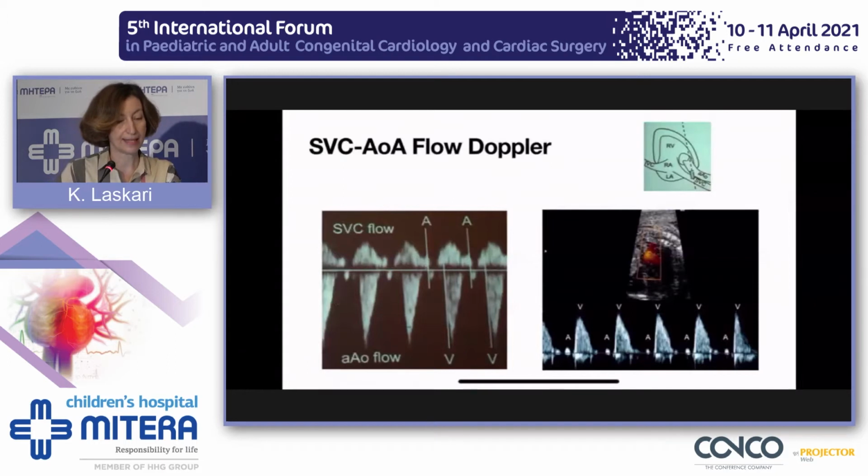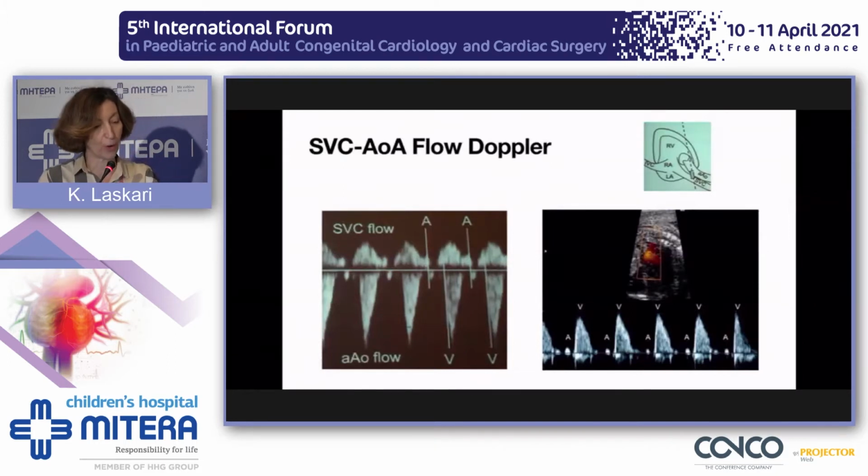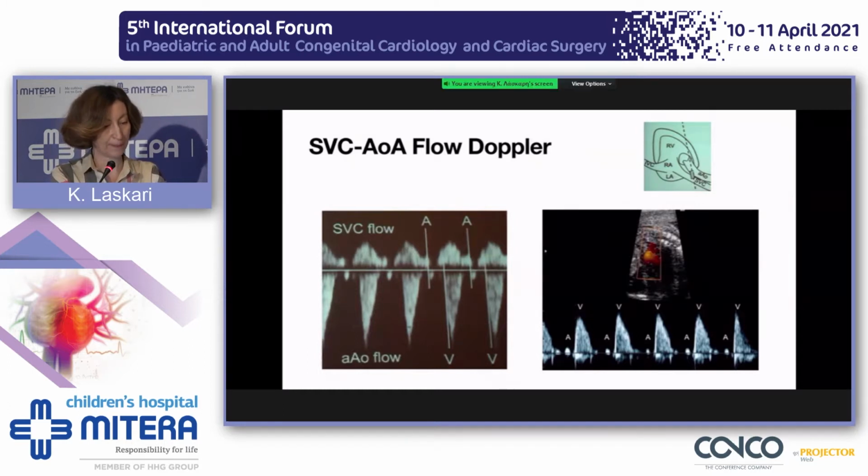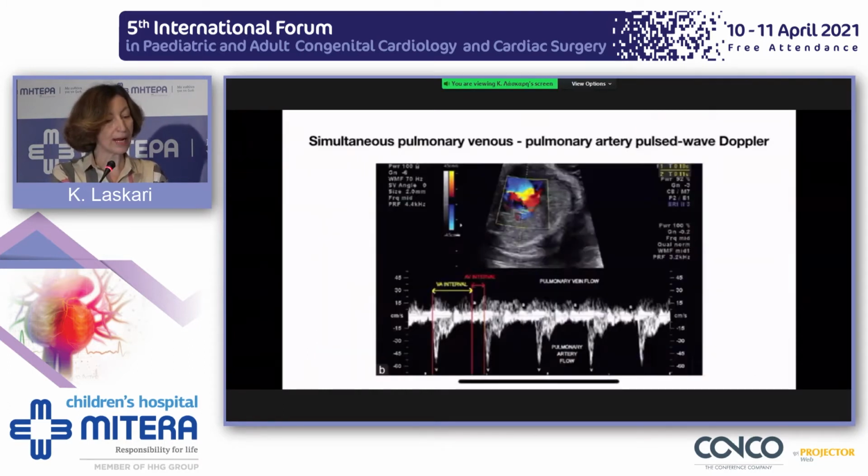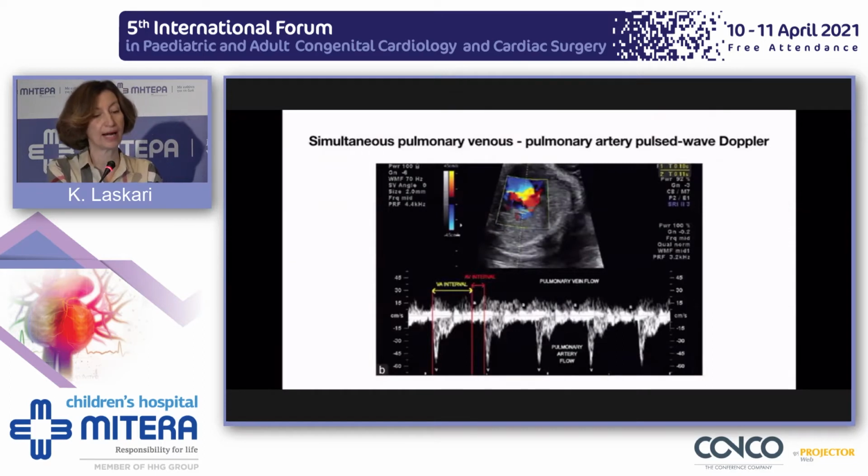Another way is the SVC to ascending aorta flow Doppler. As you can see, one can put the pulse wave cursor in between the SVC, the superior vena cava, and the ascending aorta. We can take tracings like the one at the bottom that shows the atrial and ventricular systole, and in this case, one can see that it's 1-to-1. Another way is the simultaneous pulmonary venous and pulmonary artery pulse wave Doppler, but this is a little bit more difficult to perform.